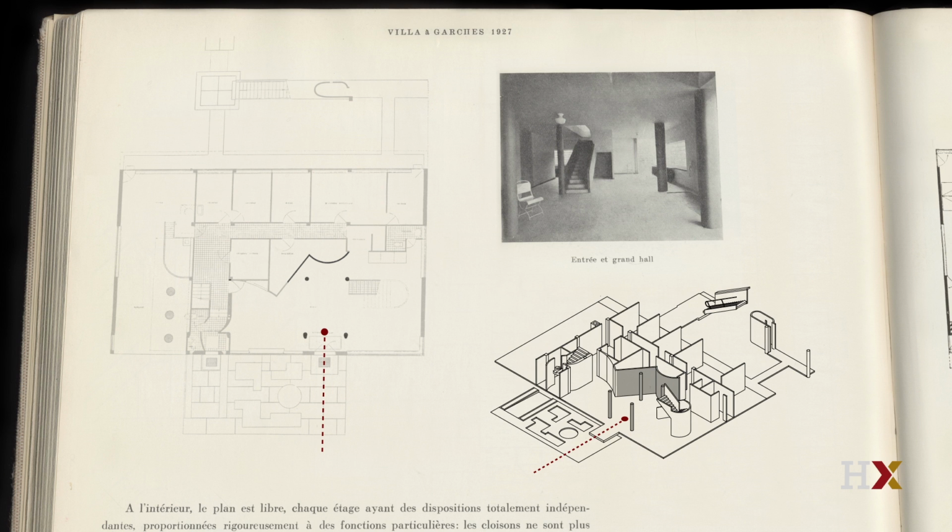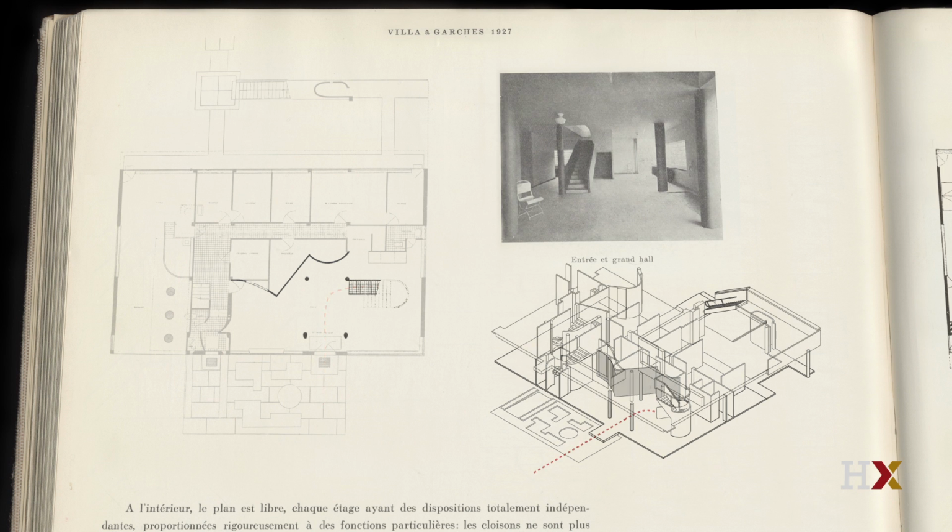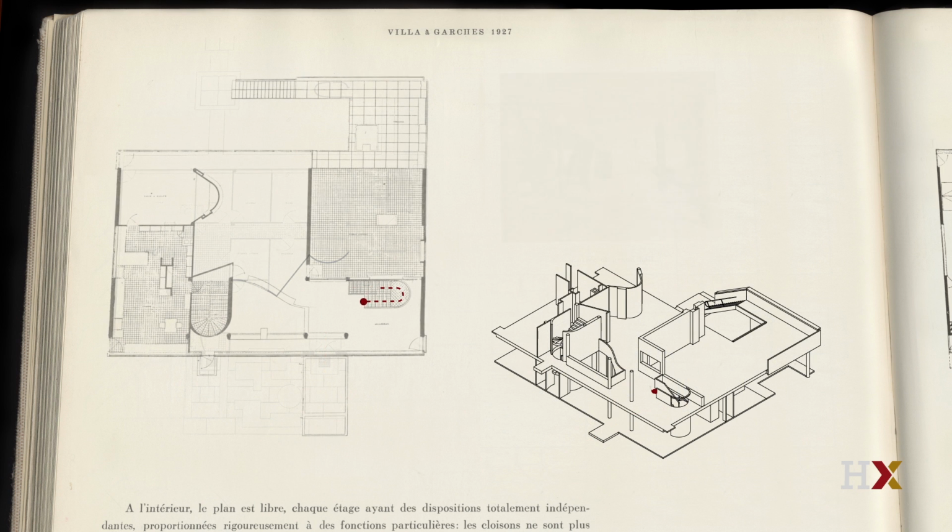The spatial forces of the curved wall and the diagonal wall almost compel us to turn to the right to find the main stair that will take us up to the primary second floor. The second floor has the main living spaces, the dining room and the kitchen.